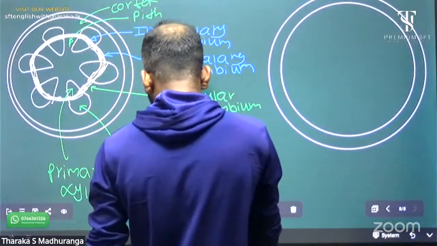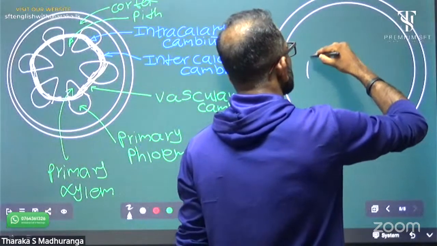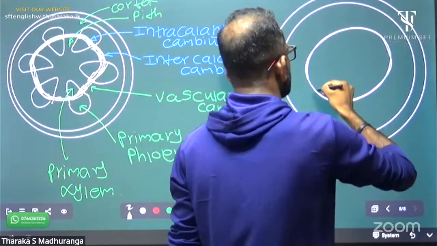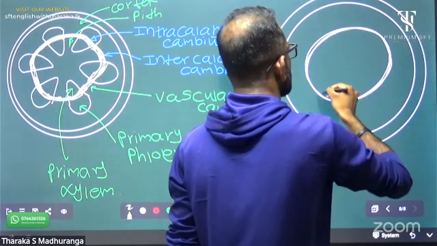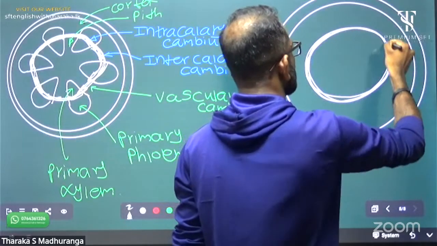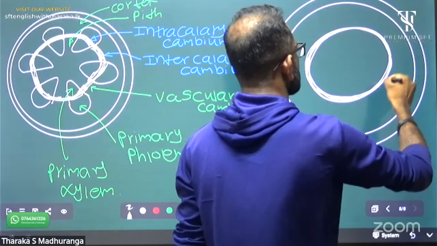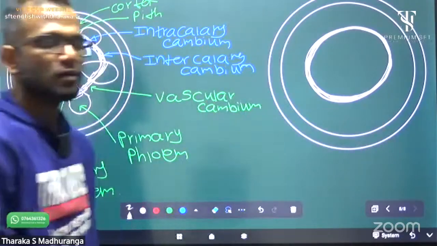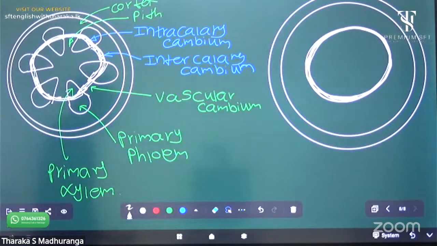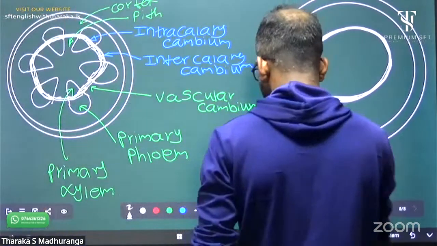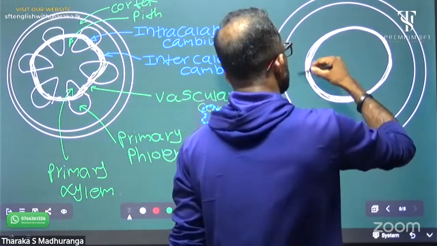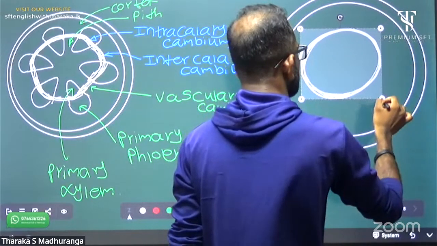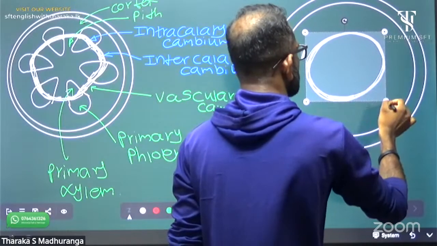Now this is the vascular cambium. This ring, right? This is a vascular cambium. Now what happened? Let's keep this area in mind. This is a vascular cambium.